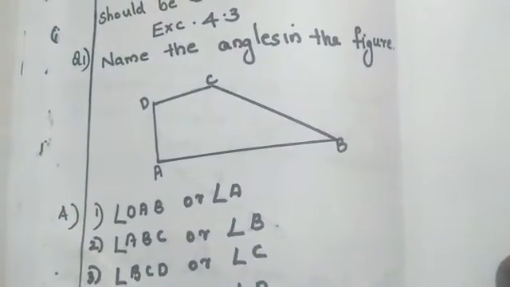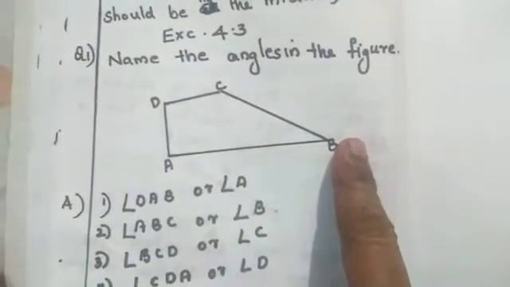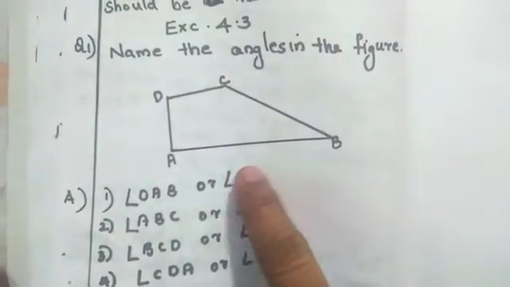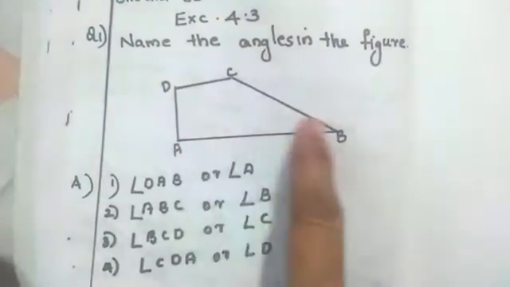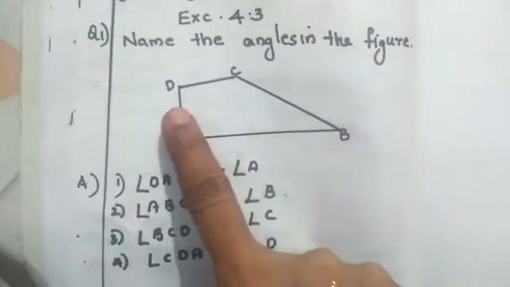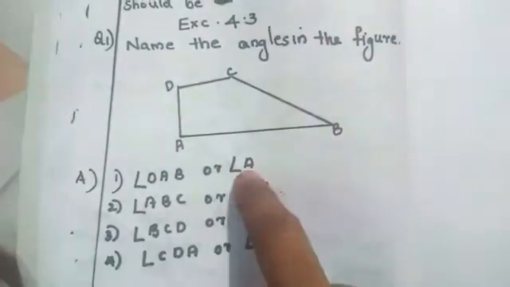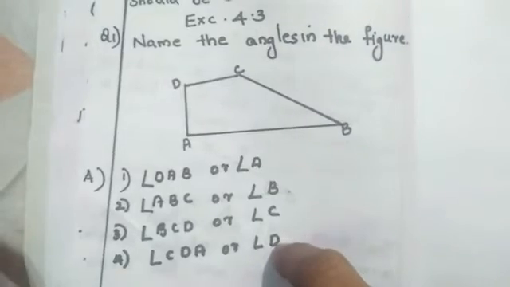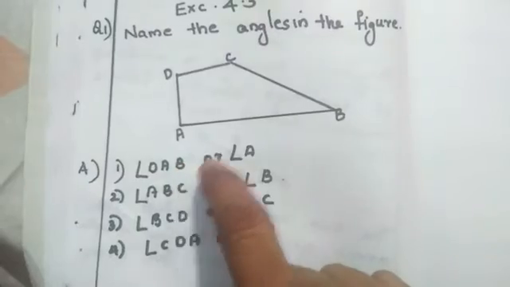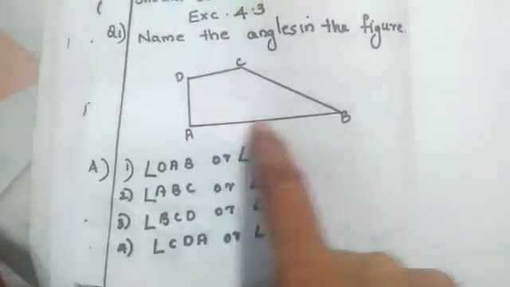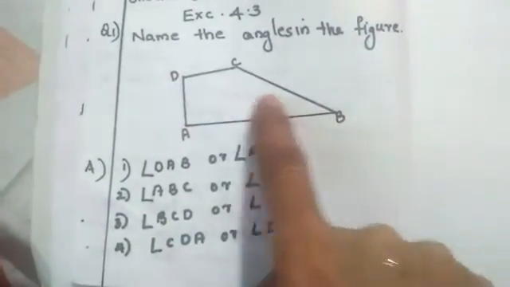We can do one question. Name the angles in the figure. Here is a figure. It is a polygon. So we can name all the angles in this figure. Which are the angles? This is angle A, angle B, angle C, angle D. By using the vertex, we can represent the angles like this: angle A, angle B, angle C, angle D. Or by using three letters, how can we represent this: D, A, B. Is it? Next B we can represent by A, B, C.